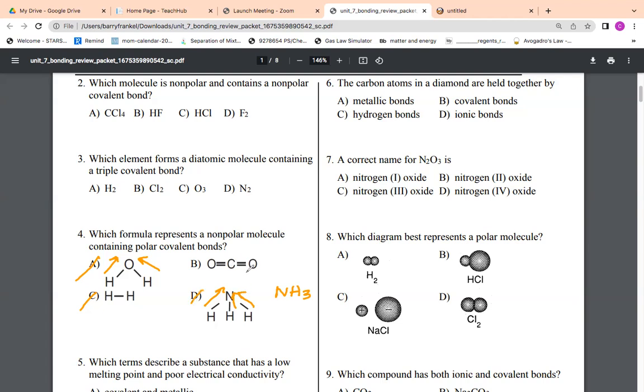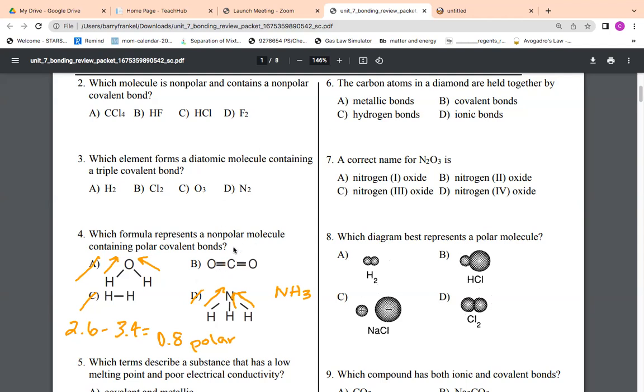Carbon dioxide is one of the examples where you have individual polar bonds, right? In the CO bond, carbon has an electronegativity of 2.6 and oxygen is 3.4. So when you subtract them, the difference is 0.8. So this does fall into the polar range. So this bond here and this bond here, those are polar bonds.